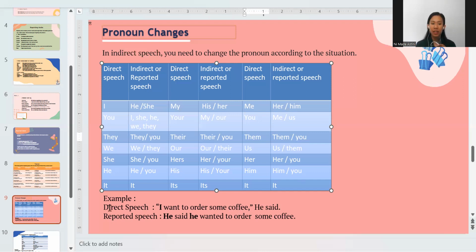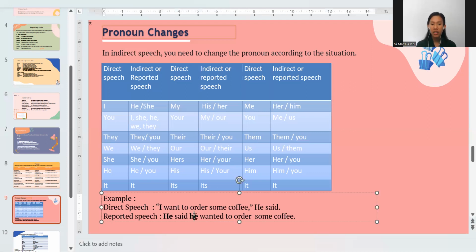For the example, the direct speech: "I want to order some coffee," he said. For reported speech will be, "He said that he wants to order some coffee." So, I here is changed into he, okay? Here, he, and then we need to add "he said" at the front.